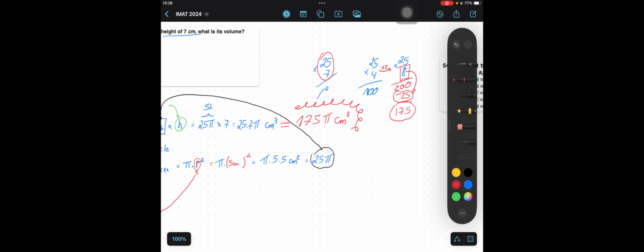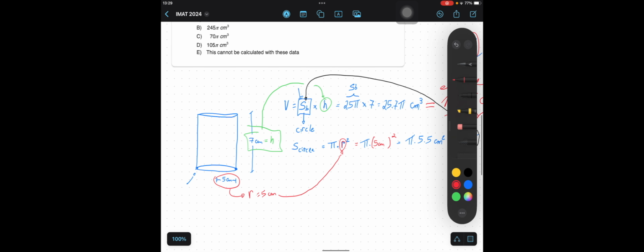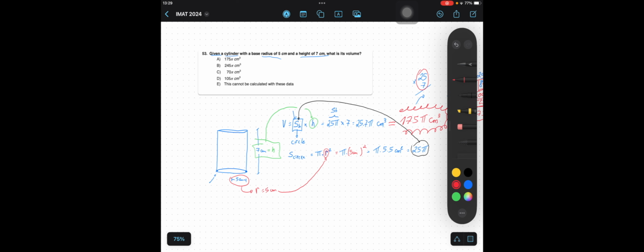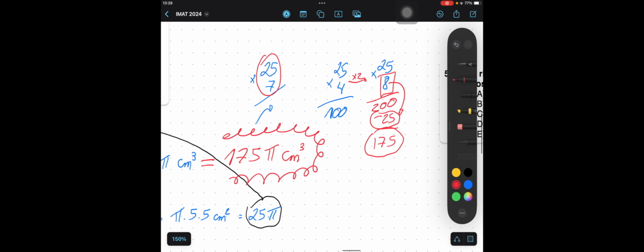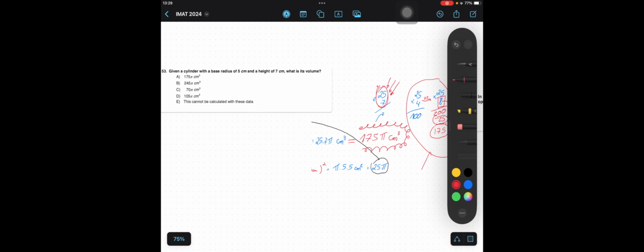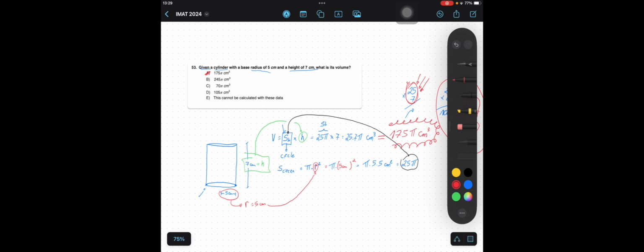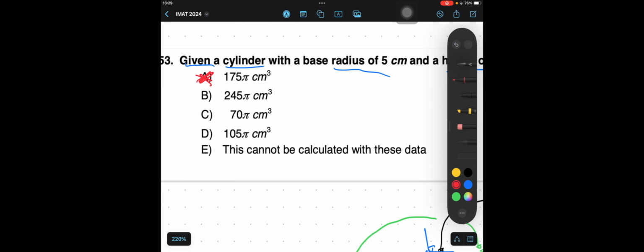So this is a pretty straightforward exercise. What you need to know here is how to calculate the volume of the cylinder. You also have to know it for the pyramid, the cube, the sphere and other forms. And to save time, you can avoid making the full calculation and use shortcuts for your final calculation. Okay, so the result is here, letter A, 175 times pi.